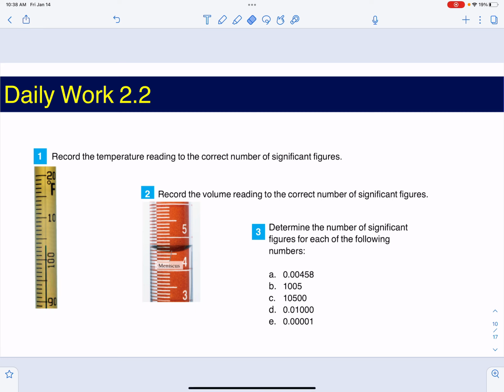So what would be the measurement for number 1? Make sure you put the units in there also. Always include the units. What would be the measurement for number 2? Remember, you measure it on the meniscus. And then on number 3, using the analogy that I gave you with the map, or just using all the rules, determine how many significant figures you have on each one of those numbers.